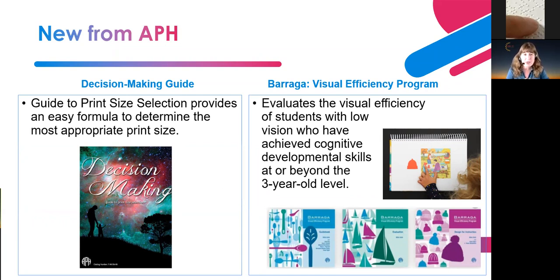Also new from APH is the Baraga Visual Efficiency Program. It evaluates the visual efficiency of students with low vision who achieved cognitive developmental skills at or beyond the three-year-old level. It starts with actual real objects and then moves to two-dimensional pictures. It also starts with real pictures and then moves to drawings. So it's really good to measure where a student is at in their visual efficiency.